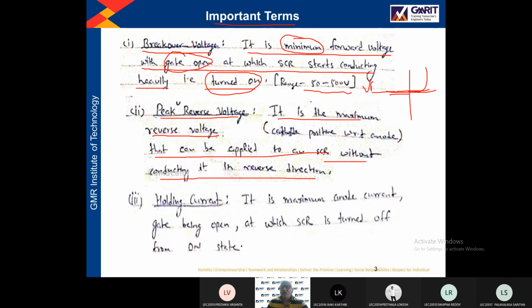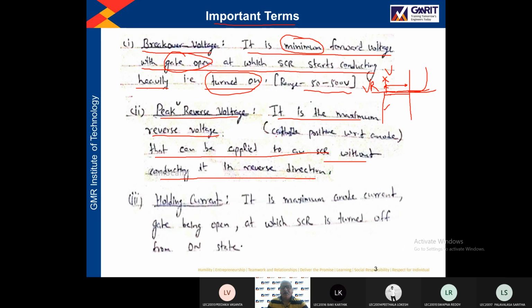This is reverse voltage. You apply the reverse voltage, reverse bias, to a PN junction diode. Suppose you are applying a reverse voltage, and after a certain voltage only it starts conducting, you will find a high current. This much voltage, when the diode is not on, same way when the SCR is not on in the reverse bias condition, this voltage here is called the peak reverse voltage. It is the maximum reverse voltage.